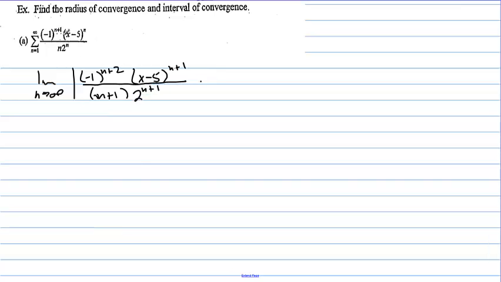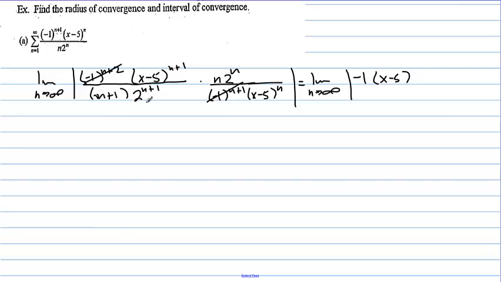And then we will divide by this, but let's just multiply by the reciprocal right away. So we have n times 2 to the n all over negative 1 to the n plus 1, and (x minus 5) to the n. That's equal to the limit as n approaches infinity of, there's one more negative 1 on top than there is on the bottom, so that's going to put negative 1 at the top. So that takes care of the negative 1s. Let's take care of the x minus 5s. There's one more on top, so we have x minus 5.